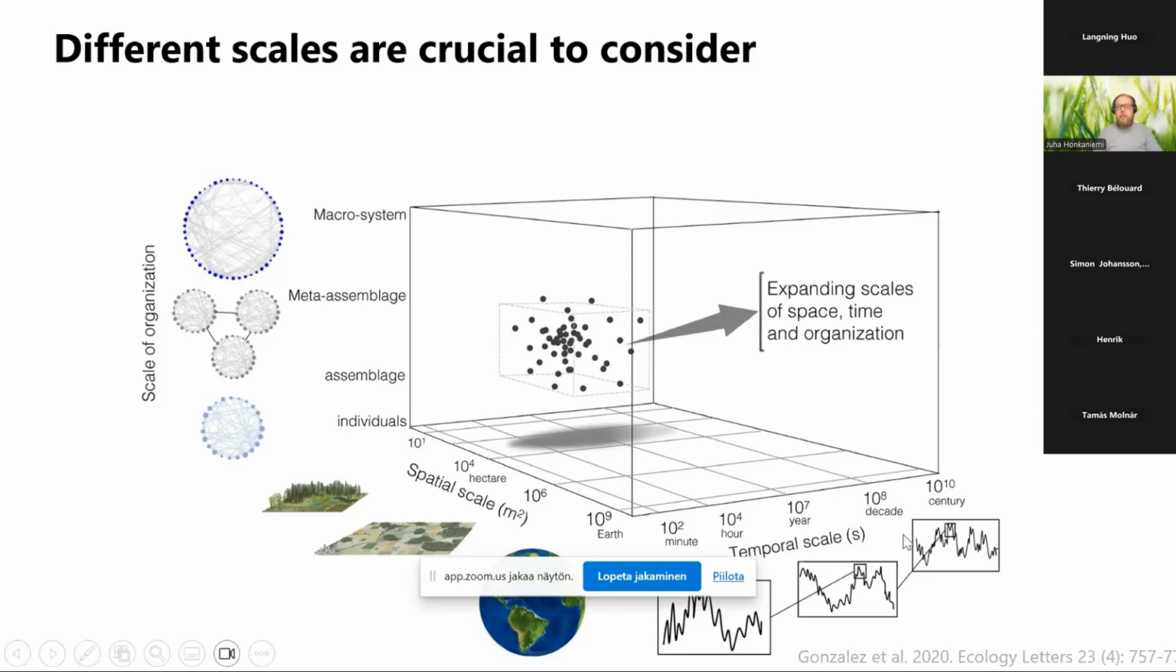And in temporal scale, with the climate change, we should be able to move quite fluently from minutes to hours to years, and the changing climate all the way to century scale. So we need to expand the scales of space, time, and organization in our modeling approaches.